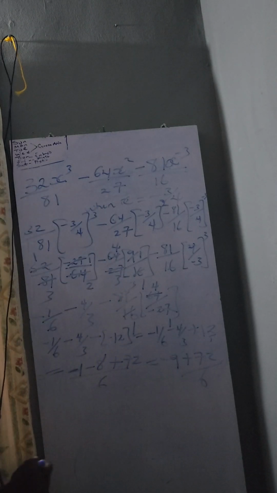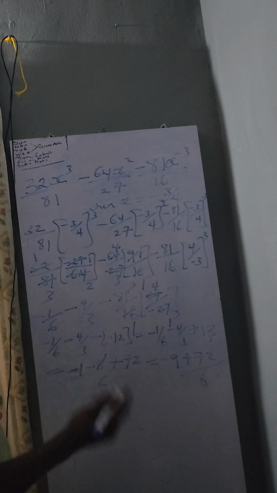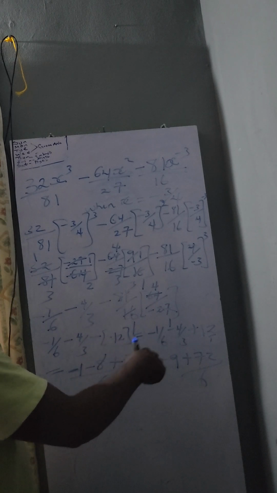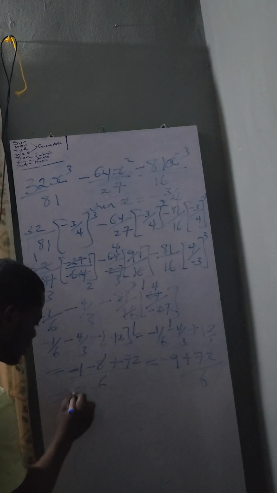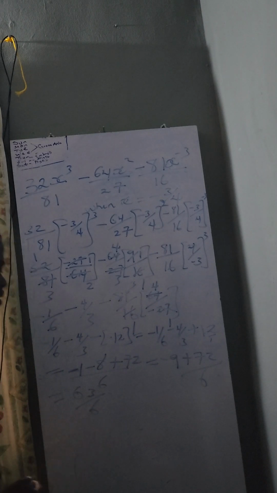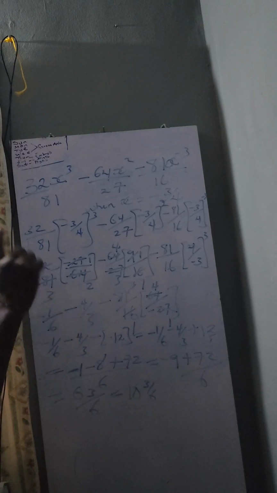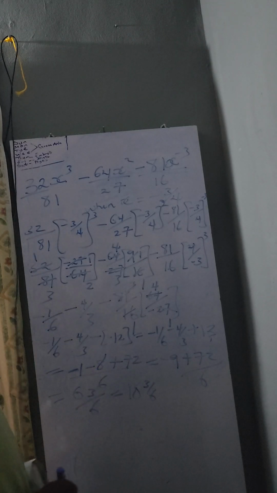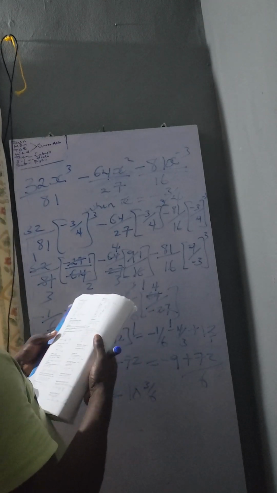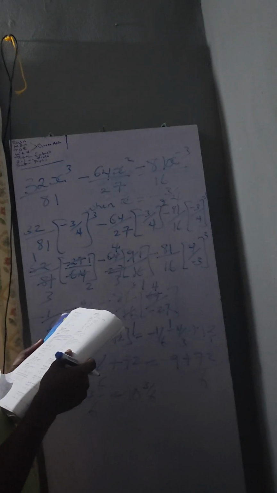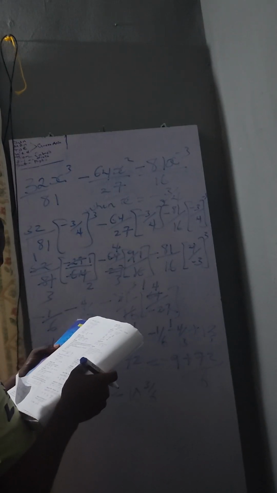What was minus 9 plus 72? That's 72 minus 9, that's 63. 63 over 6. 63 divided by 6. In 60, that's 10 whole number. Oh, sorry. It is not 10 raised to power 3 over 6. That means it is 10 whole number 3 over 6. So it is 10 whole number 3 over 6. That means my answer here is.